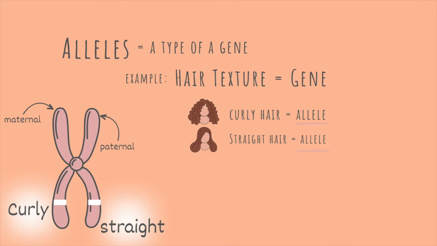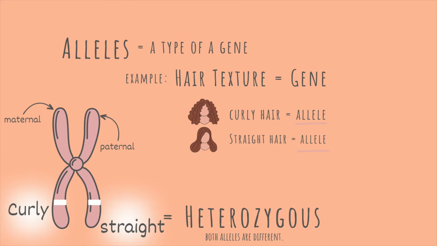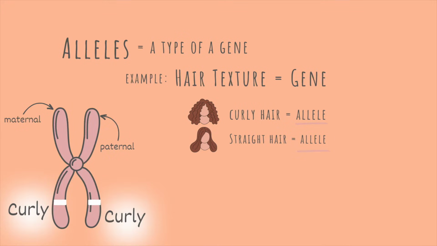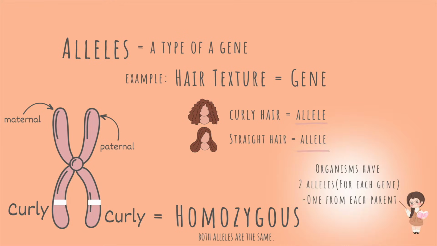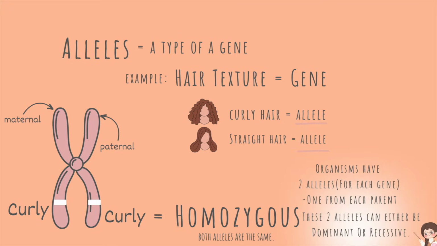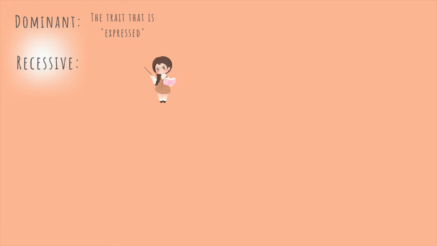When we have two different alleles, this is called heterozygous. If both of these alleles coded for the same allele, in this case curly hair, then it would be called homozygous. Remember, organisms have two alleles for each gene, one from each parent as seen here in this example. These two alleles can either be dominant or recessive. Dominant is the trait that is expressed, and recessive is the trait that is not expressed. In other words, dominant is manifested and recessive is hidden.